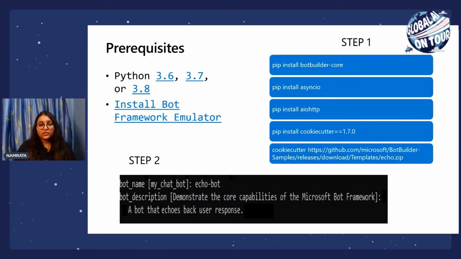Step 2 is, as soon as you run it in the terminal, you will have an option to name your bot. You can name it anything. For example, here I have named it EchoBot. You can give a name like Hello World, or my first bot, or hi, anything. It's up to you. Next is giving a description. Giving a description is important because you should know what the goal of your bot is. For example, EchoBot demonstrates the core capabilities, or just gives you the same response. So you should have a description too. Here it says: a bot that echoes back the user response.